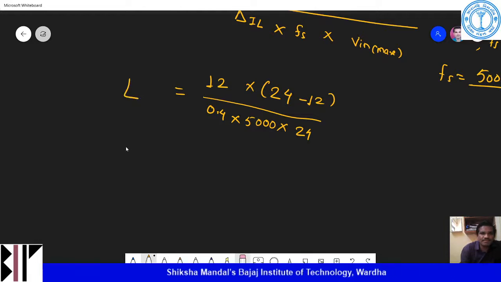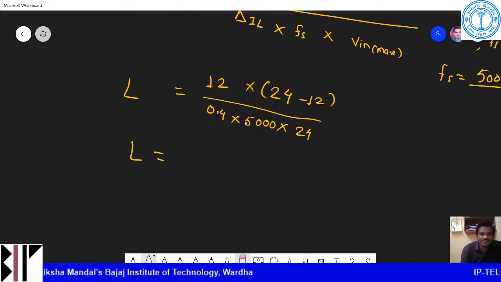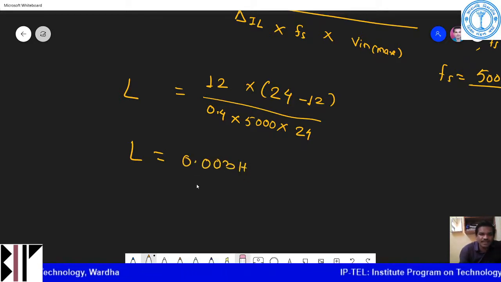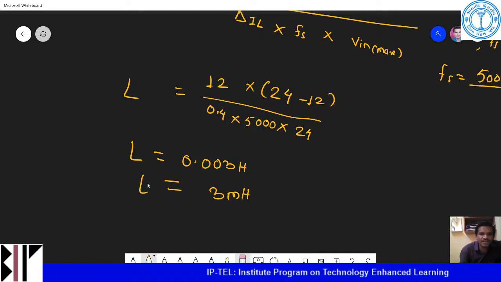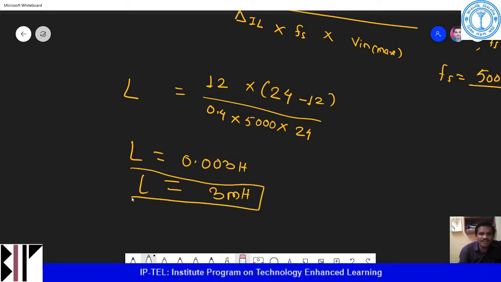So this will calculate L. If you make the calculations, we get L equal to 0.003 Henry, which is equal to 3 millihenry. So the L value we have calculated.